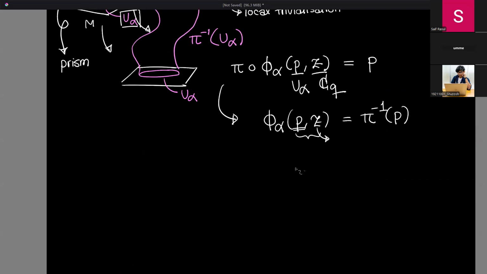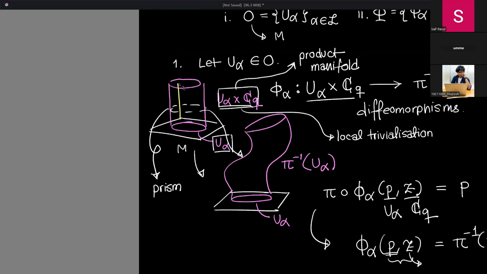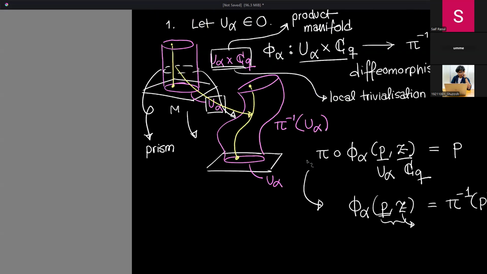So what it's saying is that if I have a fiber at p, when I have a fiber here, I need to make sure that all of the points of that fiber land on all of the points of this fiber, that they're preserved, that it transitions smoothly. That's what this condition is telling us.